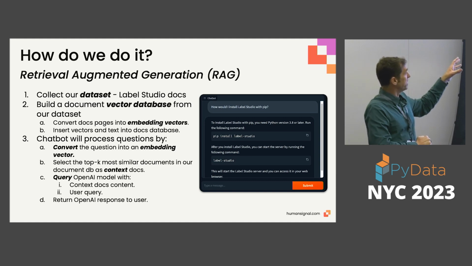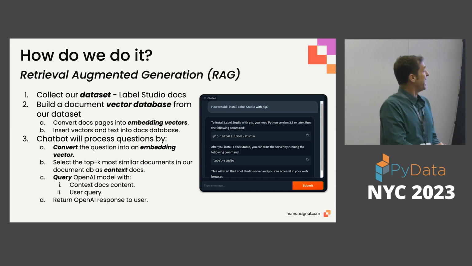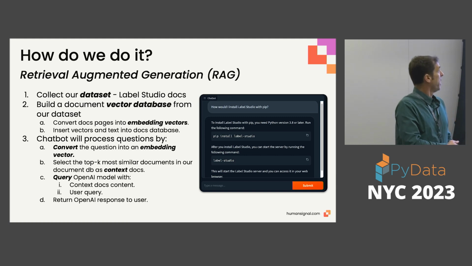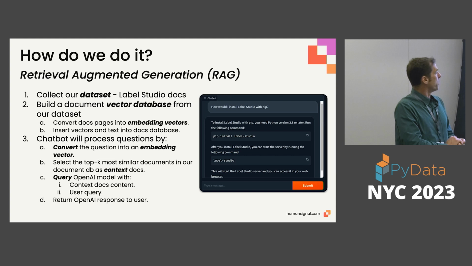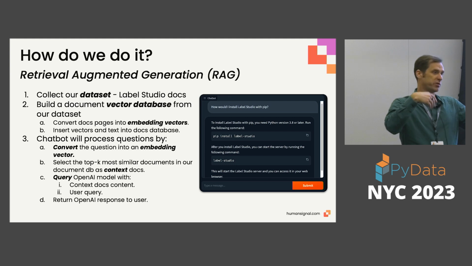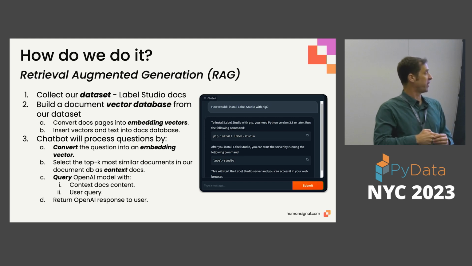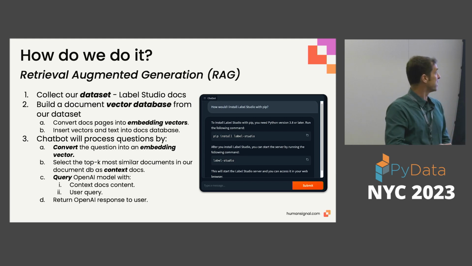In the example that we're going to give today, we're going to use a technique called retrieval augmented generation. The idea is that we collect our data set, in this case the Label Studio documentation, and then build what we call a vector database from it. The database is going to consist of a mapping between our input strings, which come from the documentation, and output vectors, which represent some sort of semantic information about what's in that document. Then we insert these vectors and text into the docs database. If you don't understand all of these terms, we're going to get into what they mean in the next slides.